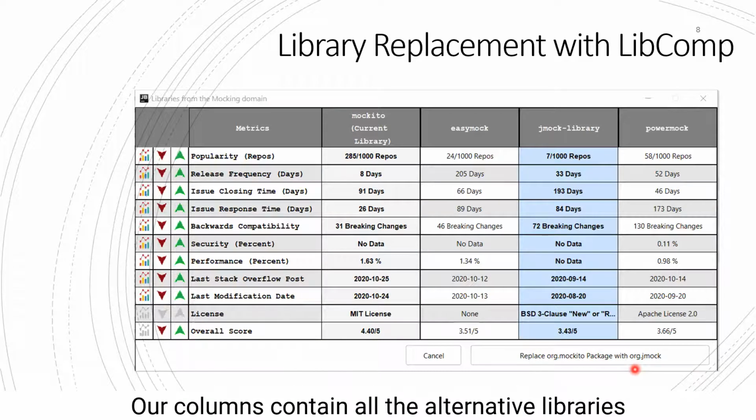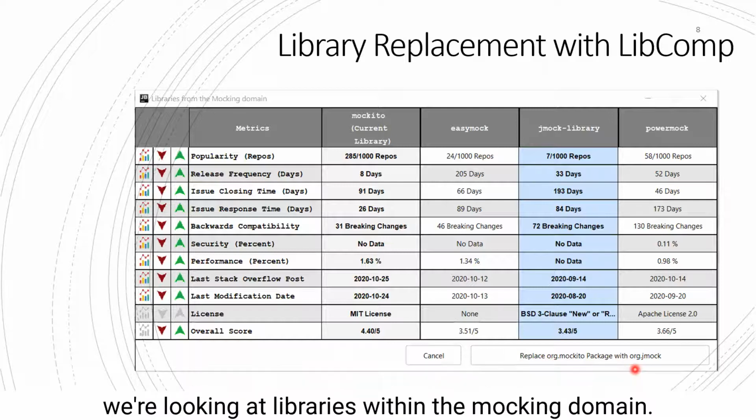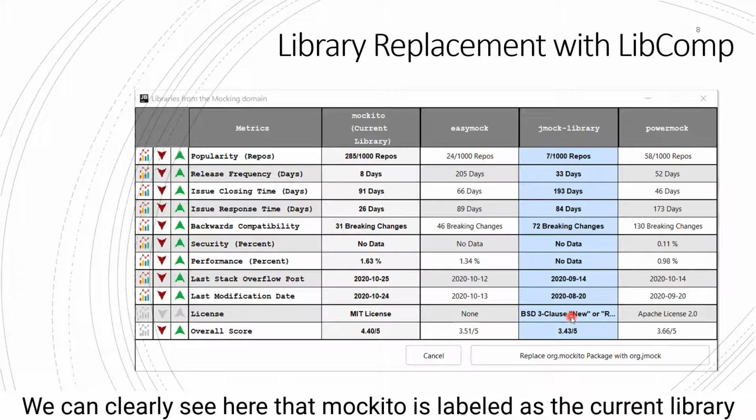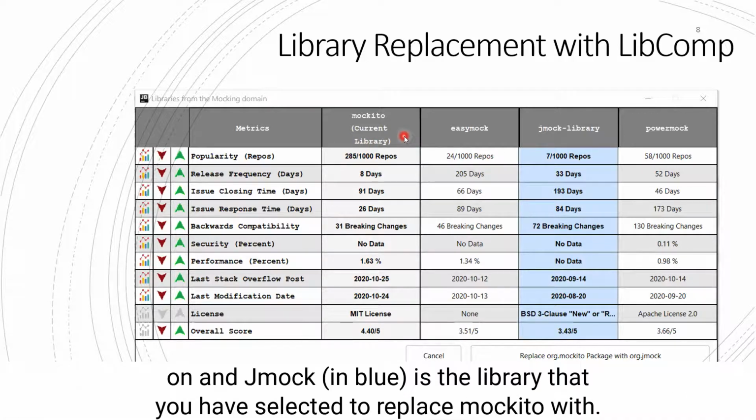Our columns contain all the alternative libraries and our current library, which we clicked on, which all belong to the same domain. In this example, we're looking at libraries within the mocking domain. We can clearly see here that Mockito is labeled as the current library, or the library that you have just clicked on, and JMock in blue is the library that you have selected to replace Mockito with.